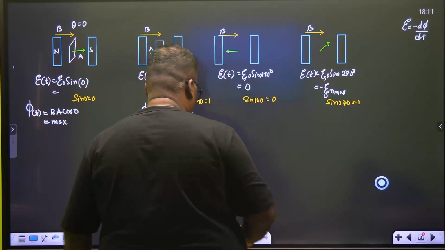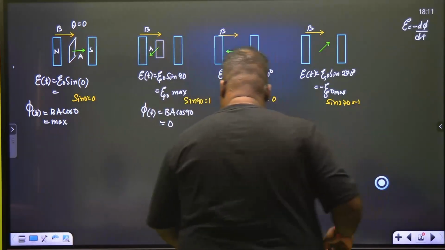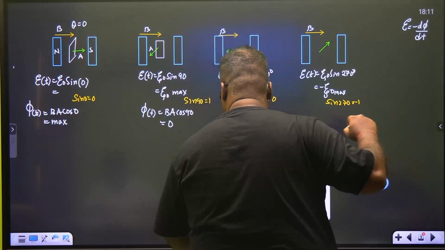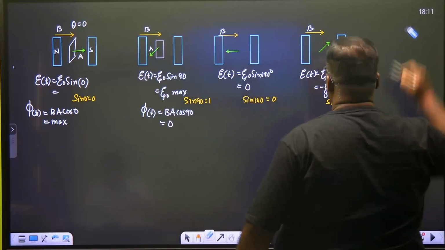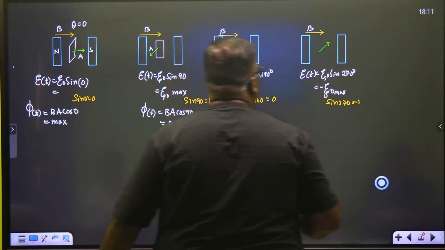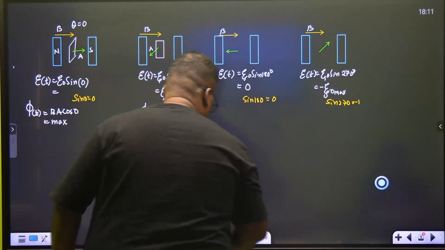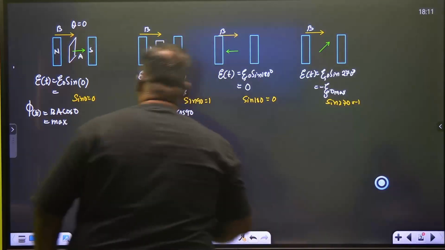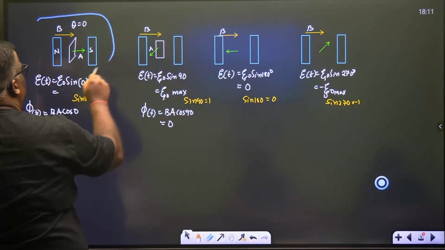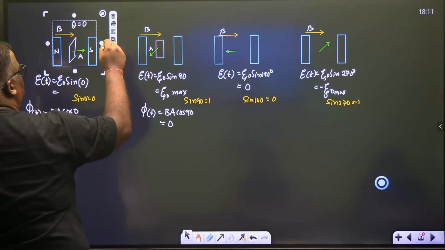So we should have one more diagram also. Can I rub this portion? I'll just rub this portion and let's bring one more diagram. And our next diagram will be exactly this, 360 and 360.